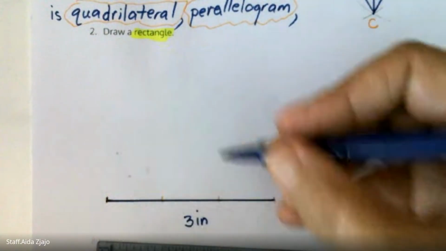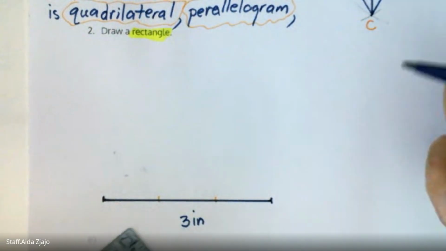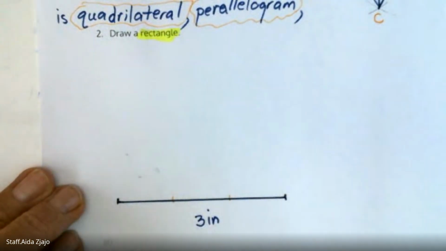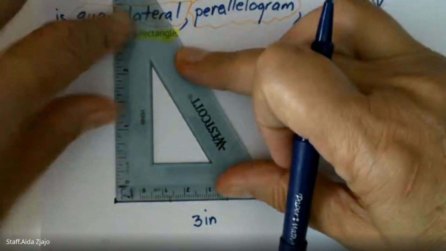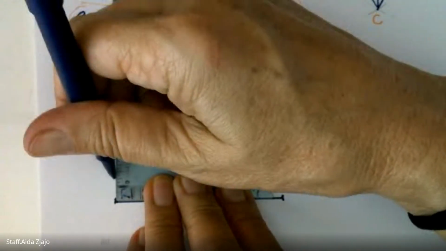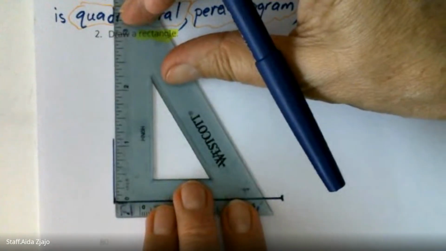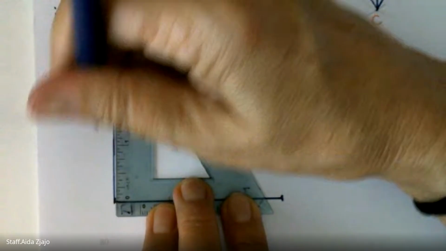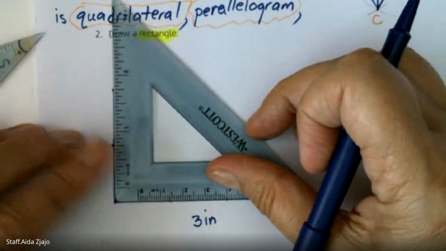So a rectangle is a quadrilateral with 4 right angles and opposite sides congruent, and so it's also a parallelogram. So if I take this one to be 2 inches, so here you go, 1, 2 inches. So I am going to show you that this is a right angle here.